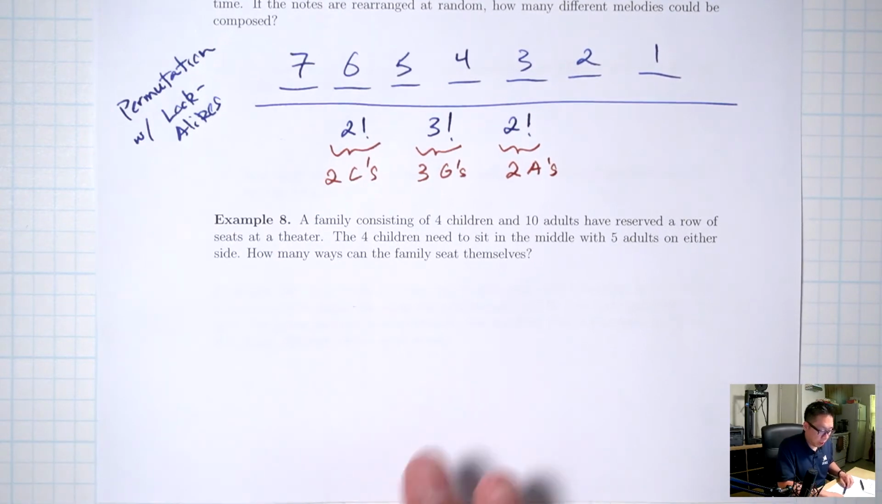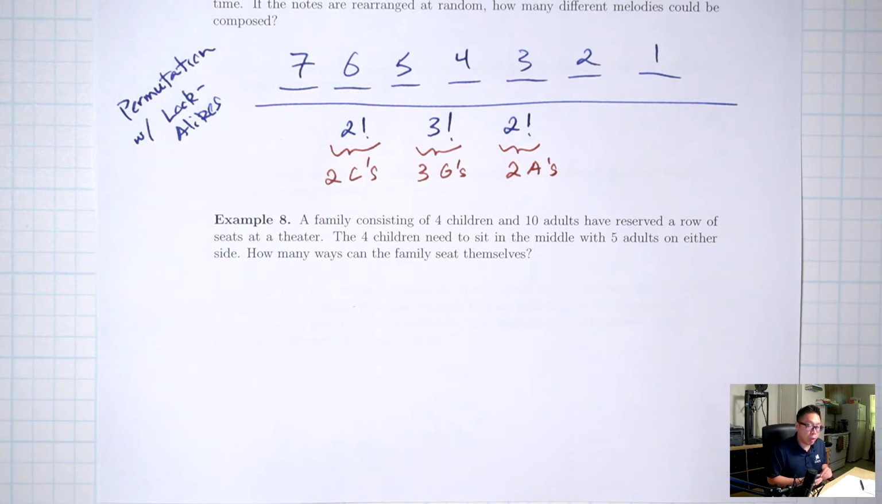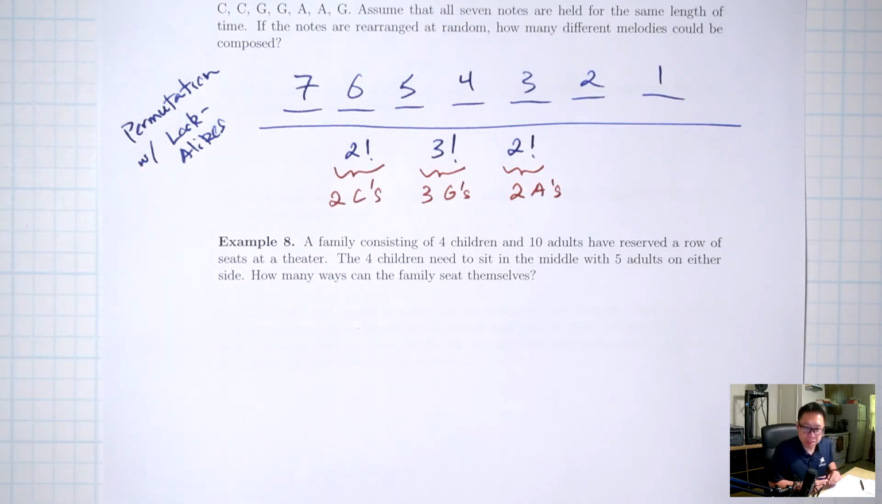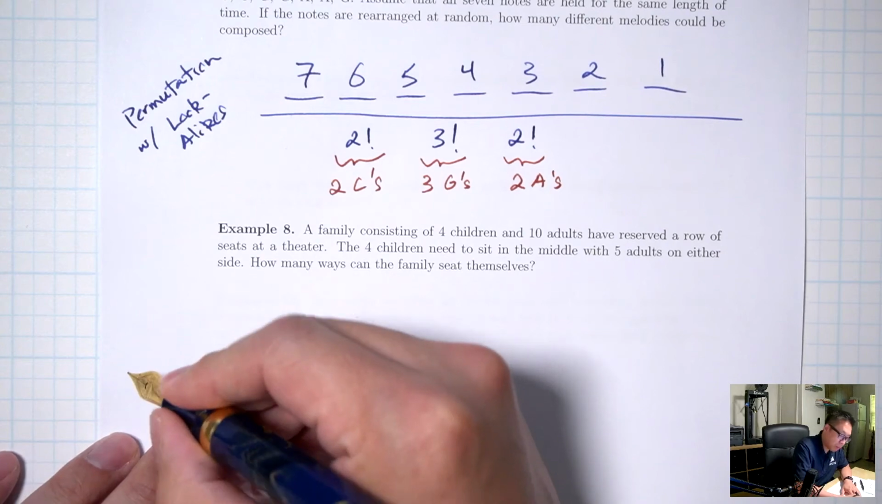Example 8. A family consisting of 4 children, 10 adults, have reserved a row of seats at a theater. The 4 children need to sit in the middle with 5 adults on either side. How many ways can the family seat themselves? So this is a rearrangement of people in a line for a photograph, but in this case it's for seating at a theater. So rearrangement of people in a line, it's going to be a permutation. We're talking about people here, so you can't really have lookalikes. So this is definitely just a regular permutation.